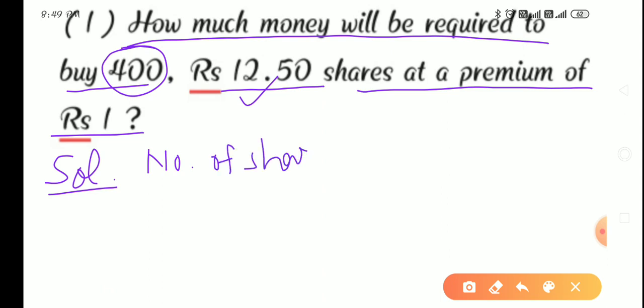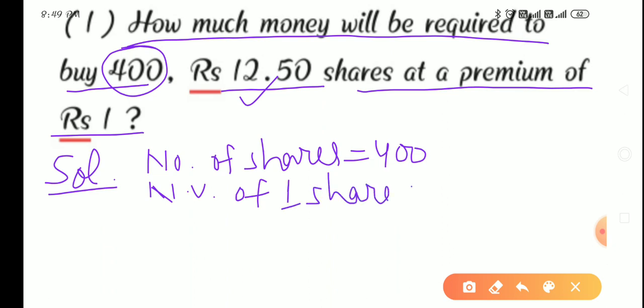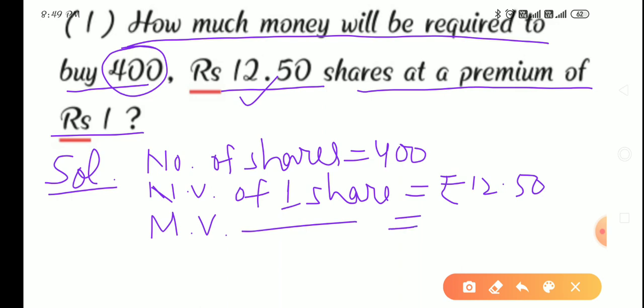Number of shares 400. NV of 1 share is rupees 12.50. MV of 1 share you can calculate: 12.5 plus 1, it will be 13.50. Now, how much money will be required means you have to find the investment.